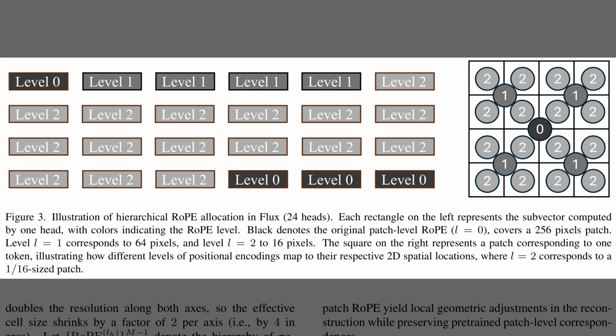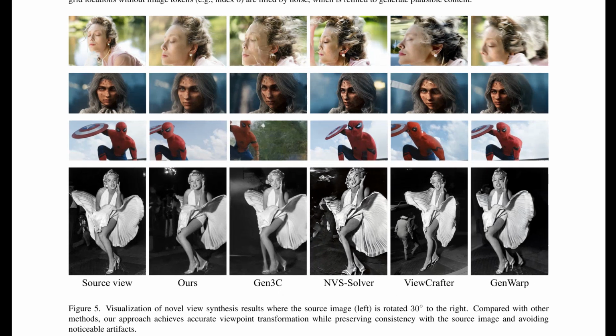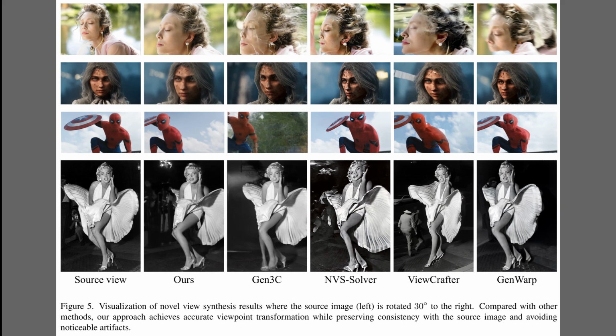Figure 3 presents hierarchical rotary positional encodings across the 24 attention heads, which assign different spatial resolutions so some heads keep patch-level context while others focus on subpatch detail. The left panel lists head groups by level, with level 0 for full patches and levels 1 and 2 refining to about 64 and 16 pixel cells. The right panel maps those levels onto a patch grid, clarifying which subcells each head attends to. So, Figure 3 set up the hierarchical encodings.